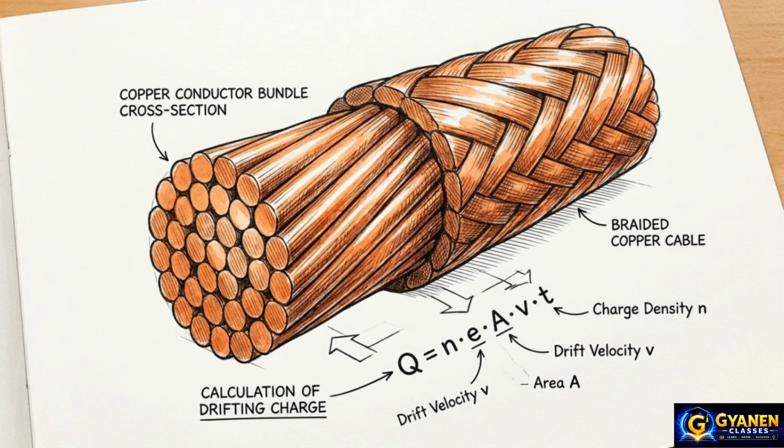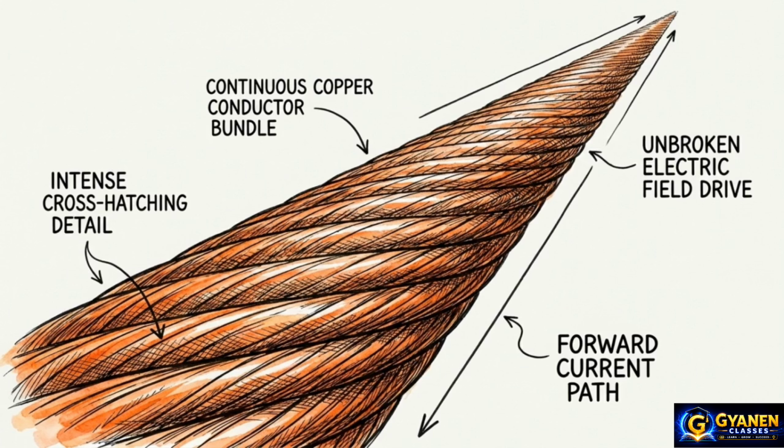Electric current is mathematically measured drifting charge. It is a calculated rate of flow, fighting against constant microscopic chaos, driven continuously forward by an unbroken electric field.